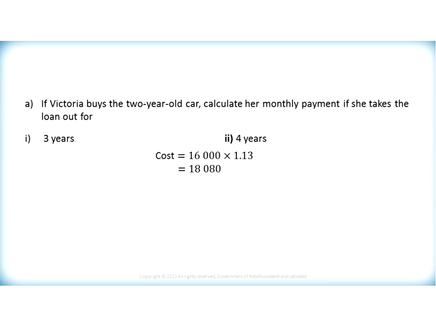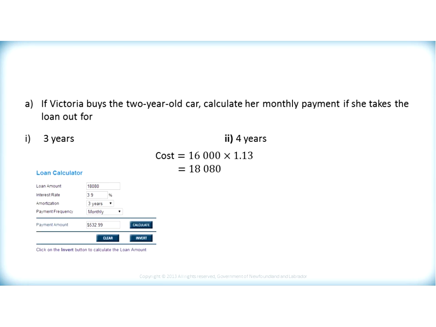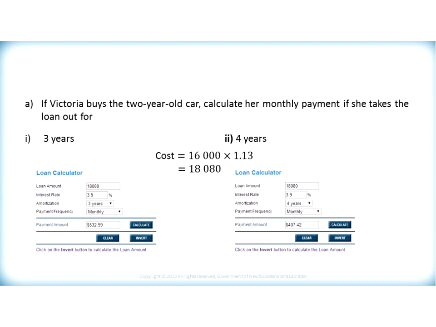So what you'll see with a 3-year loan, sorry, is $532.99 when we use the loan calculator. For 4 years, all the numbers are the same, except we're going to change the amortization from 3 years to 4 years. So we get a value of $407.42 monthly over a 4-year period. So you can see that the amount paid out monthly has gone down considerably if we add a year to our loan.